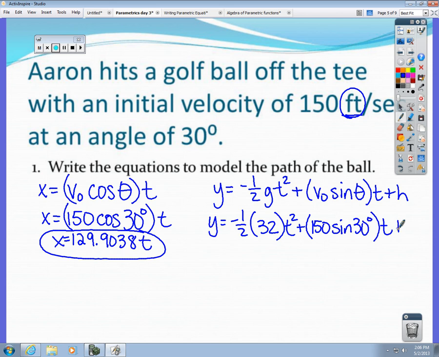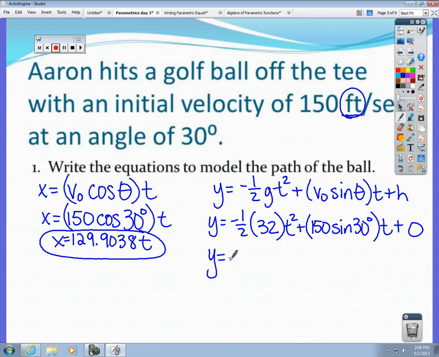times t. And then my h, my initial height, if I am hitting a golf ball off the tee, the ball is on the ground. So its initial height is 0 because it's on the ground. So let's simplify that and clean it up a little bit.